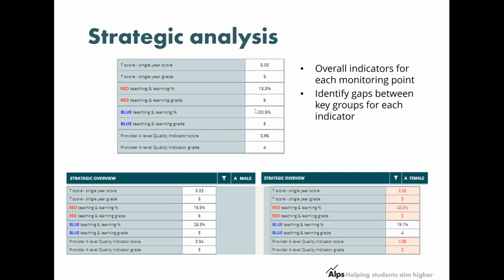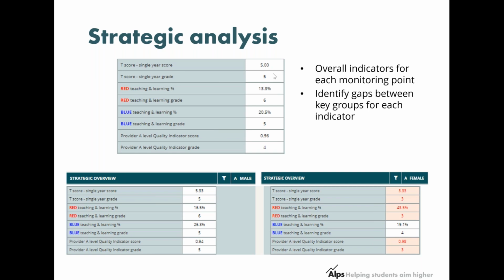So you want that number to be as high as possible. Meanwhile, the blue teaching and learning is 20%. So a fifth of entries are in subjects that are blue, which is not necessarily where you want to be. So you want this percentage to be as low as possible. So you've got a 4, a 5, and a 6, and they average out to be that T-score at the top. So effectively, governors, if you're looking at the sort of quality of teaching across your subjects, red and blue teaching, and your quality of progress across your whole curriculum, quality indicator, then the T-score gives you a feel for that. And for this school, it's broadly in line with national.